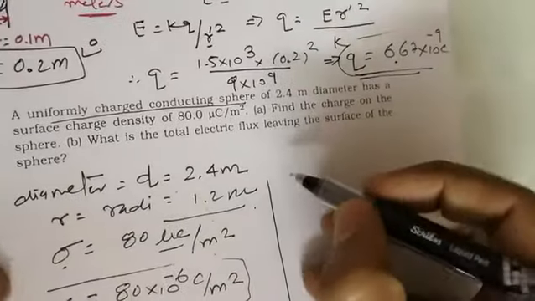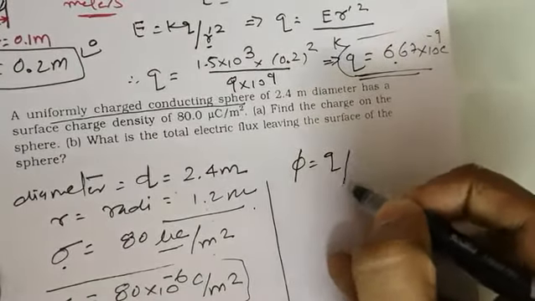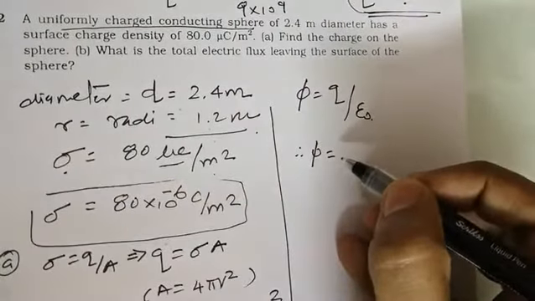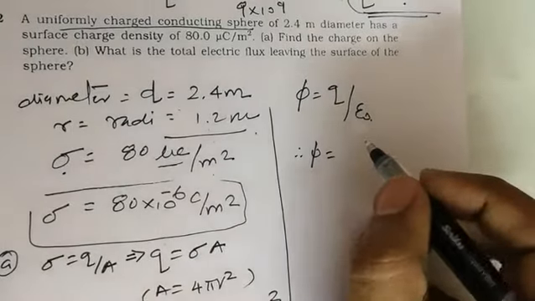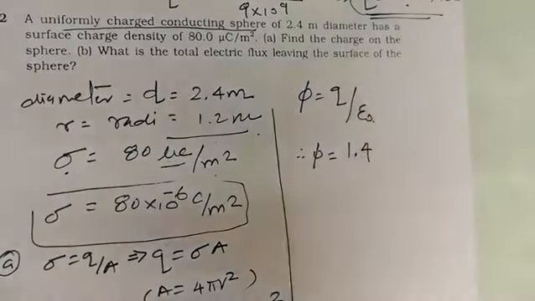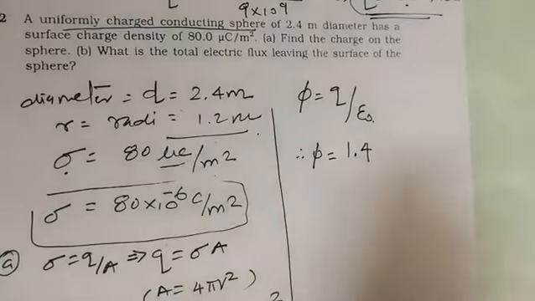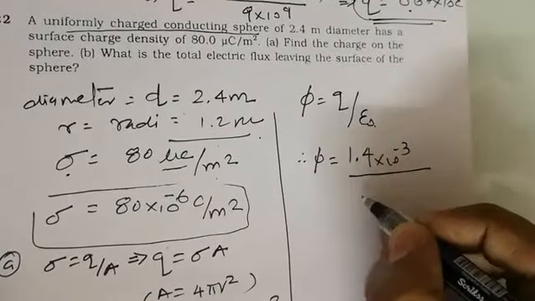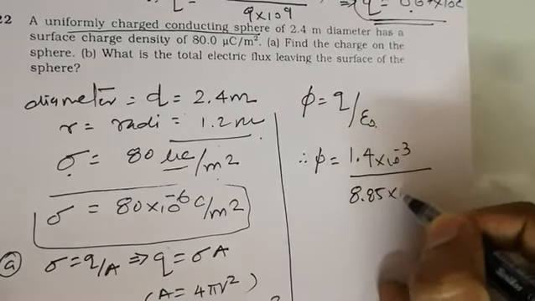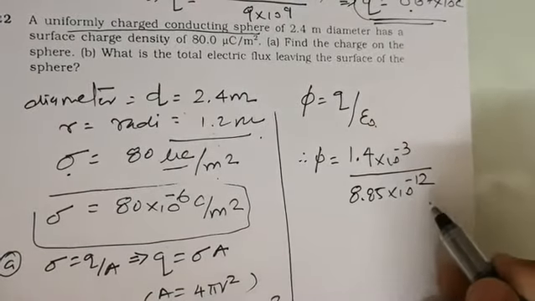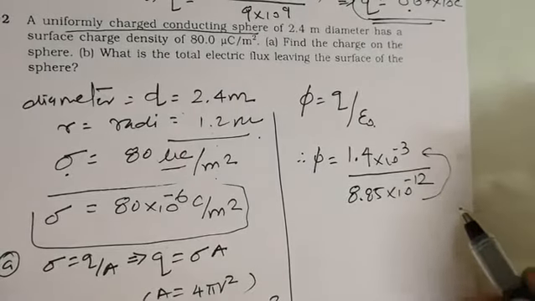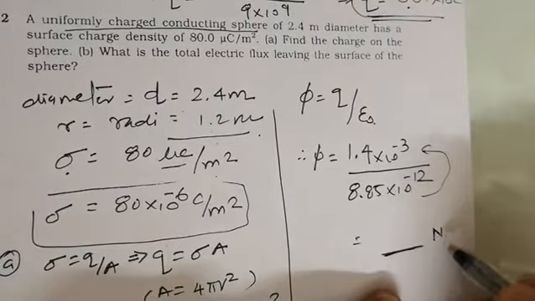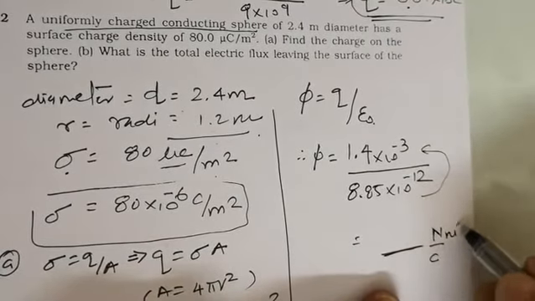Flux phi is q by epsilon 0. The value of q we have found, 1.4 times 10 to the power minus 3, and epsilon 0 is 8.85 times 10 to the power minus 12, going in the denominator, that would give us a positive answer. So find it out. It is in terms of newton per coulomb meter square.